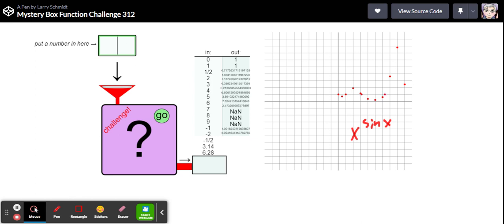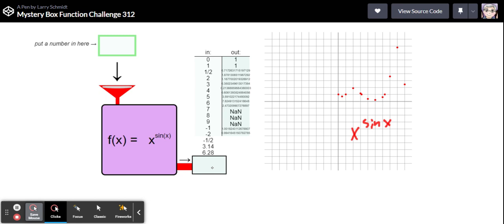Okay, so I think we've got this. Just from looking at the shape, I came up with this idea, and it does seem to be fitting. I don't think I'm going to bother to calculate any of these in between points. I think we're going to gamble on this one, and I think we probably have it. Can reveal this. Yeah, x to the sine of x power.